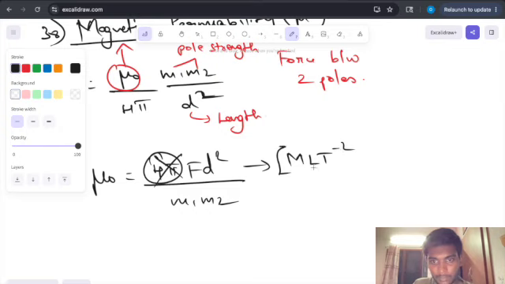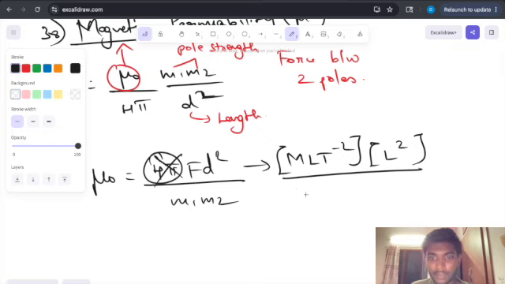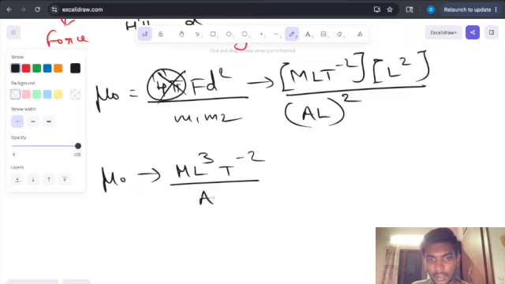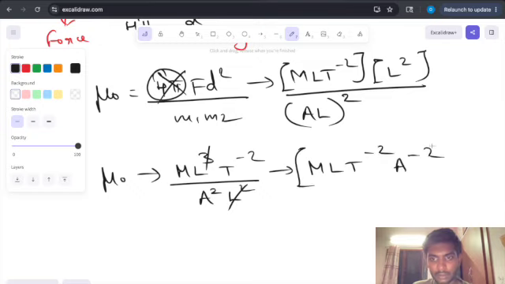M L T minus 2, d square is L square. For m1 m2 we have derived ampere meter, which is going to be A L whole square, because there are m1 and m2. From this we'll have mu's dimension to be M L cube T minus 2 by A square L square. L square and cube will get cancelled, so this is M L T minus 2 A minus 2. So this is the dimension of magnetic permeability. So we saw electric permittivity and magnetic permeability, both are different.